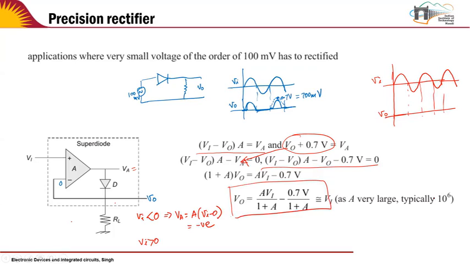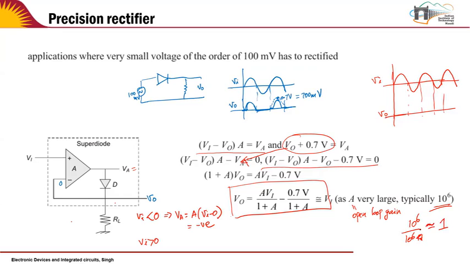What is the value of A? Like we said, A can be about 1 million because A is a very large number. A is the open loop gain. So as A is a very large number, A over 1 plus A is equal to what? It's 1 million over 1 million plus 1. So that's equal to 1, right? Because compared to 1 million, 1 is a very small number.